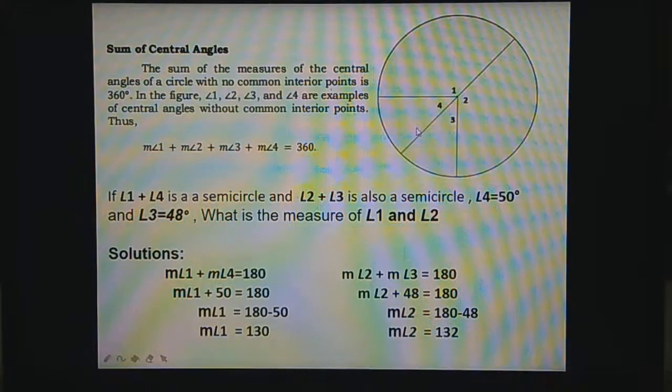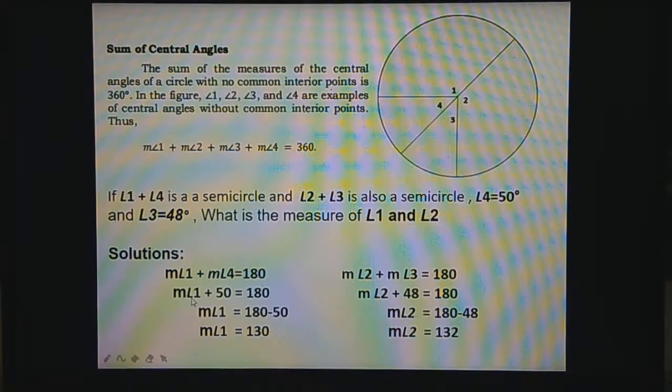So, gamitan natin yung sum of the measures of the central angles. Pero, hindi 360 ang ginamit ko. Ang ginamit ko ay semicircle. Sabi kasi dyan, angle 1 plus angle 4 is a semicircle. Kalahati lang. So, kalahati ng 360 is 180. So, if I add angle 1 plus angle 4, this is equal to 180 because that is only a semicircle. Substitute na natin, ang measure ng angle 4 ay 50.